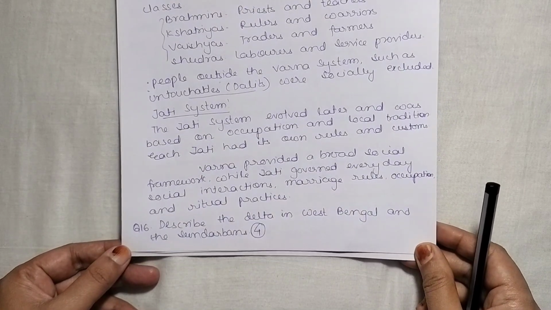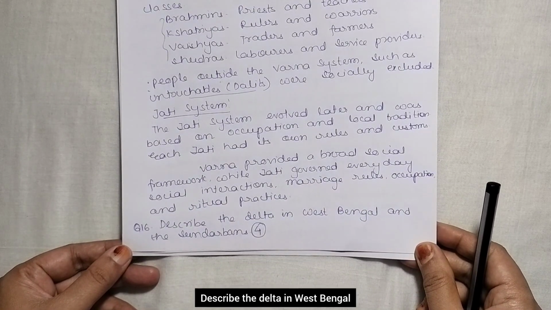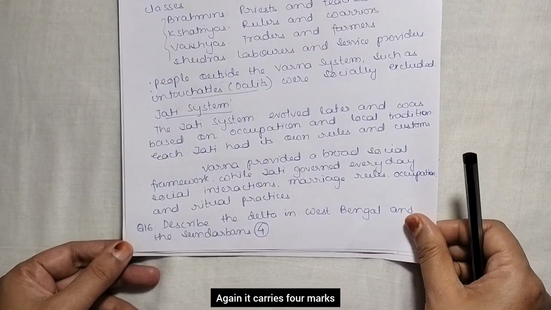Now 16. Describe the delta in West Bengal and the Sundarban. Again it carries 4 marks.